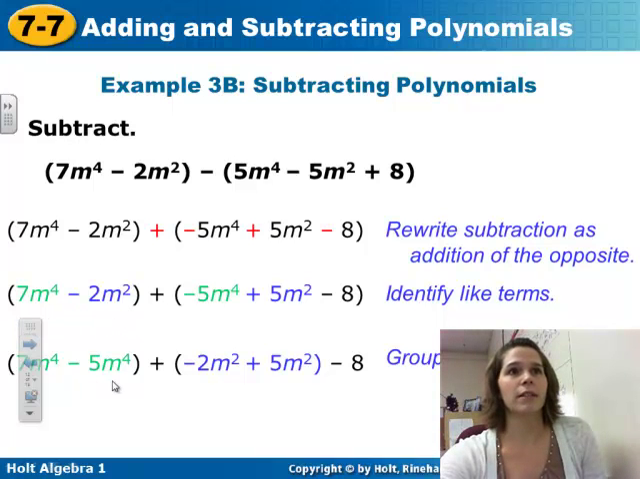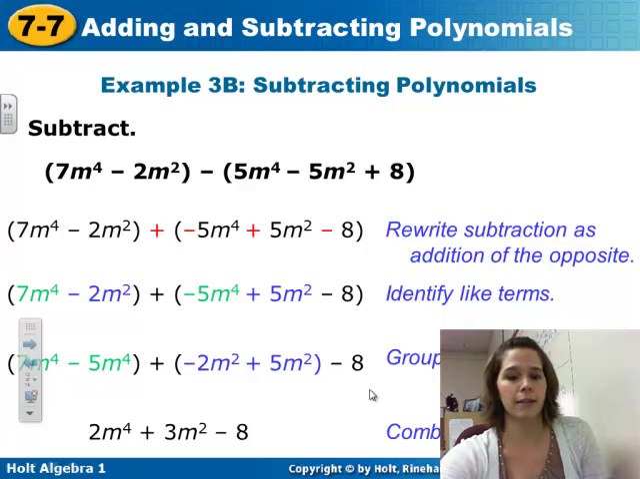7m to the 4th minus 5m squared. Negative 2m squared plus 5m squared. Remember that negative 2m squared from my first polynomial, that minus 2 stays with it. And now if I just perform the operations on my coefficients, I find out my final answer is 2m to the 4th plus 3m squared minus 8.